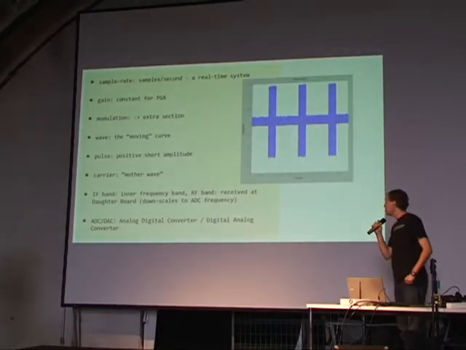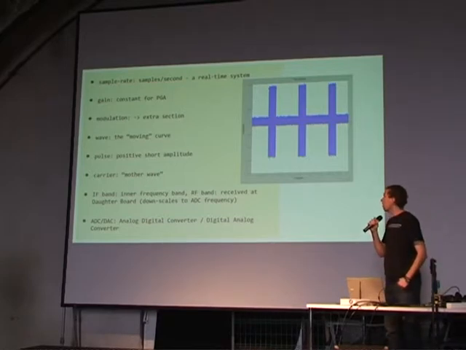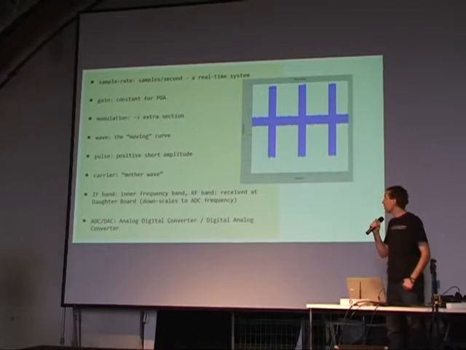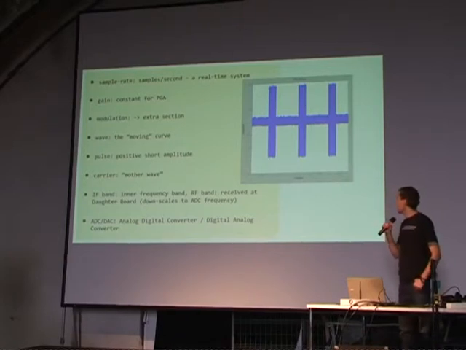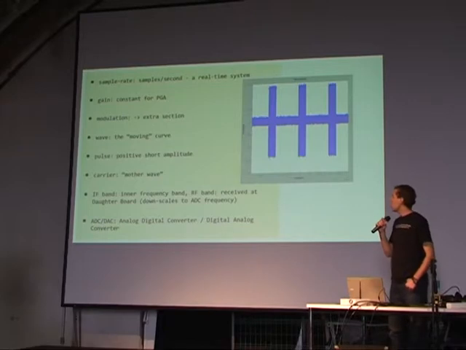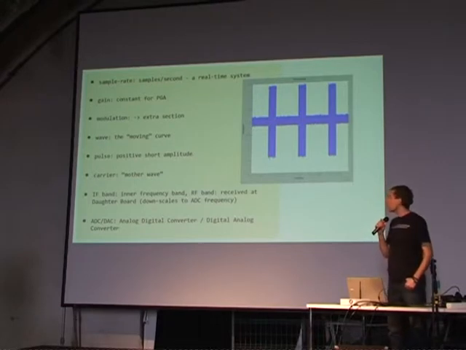So I'd like to make sure that we all speak the same terminology. If I speak about sample rate, I mean samples per second. So in a real-time system, the samples mark an amount of time that varies with what kind of sample rate I have defined. And if I speak about gain, I speak about a constant for the PGA. I'm not speaking about the physical gain, which normally refers to an electric field. I'm speaking about the software side of things in the following. Modulations have an extra section. I'm going to talk about that.